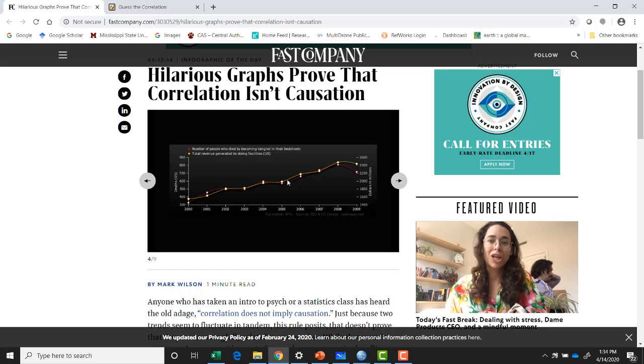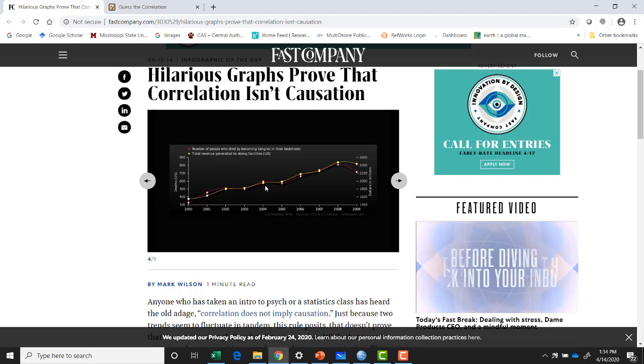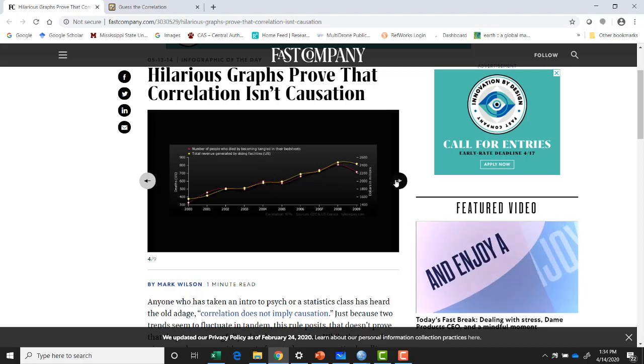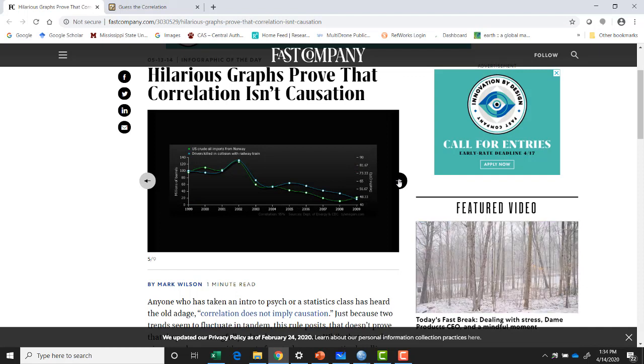Number of people who died becoming tangled in their bed sheets and total revenue. And in this case, because this is raw, this just might be a function of the US population going up. US crude imports from Norway and drivers killed by railway trains. So we just had a spike in 2002 randomly for each of these, and they're both going down.